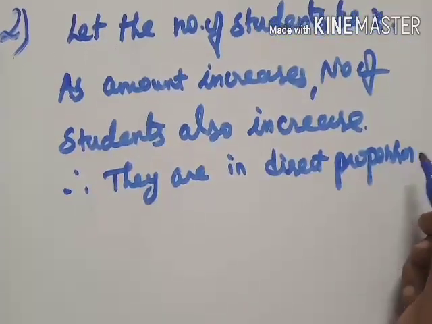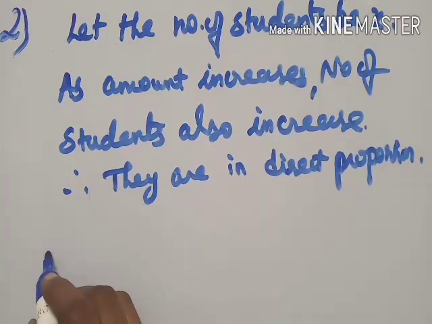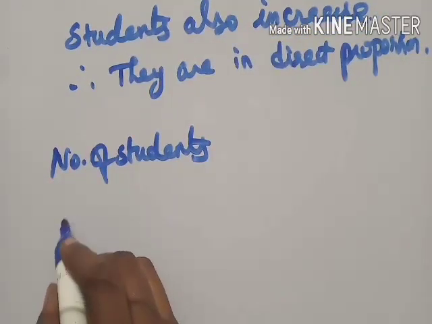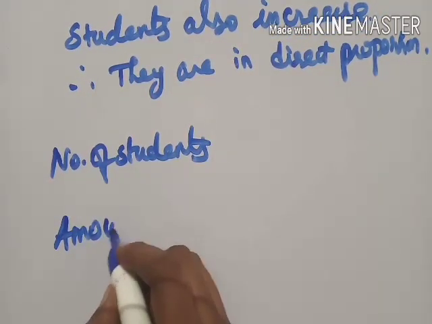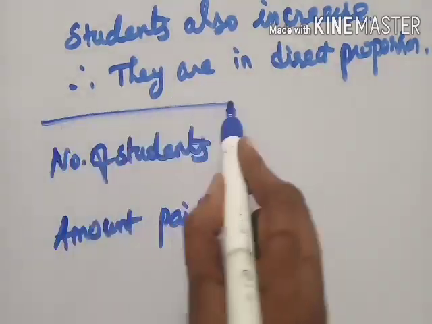Direct proportion, right? Now, we draw a tabular column. Number of students, and here amount paid.